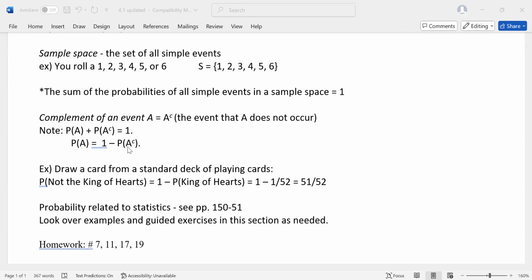And you're going to run into this later to where it's going to be easier to calculate probabilities using complements than it is directly. So for example, you draw a card from a standard deck of playing cards. What's the probability it's not the King of Hearts? That's going to be 1 minus the probability that it is the King of Hearts, or 1 minus 1 over 52, or 51 over 52. So sometimes if you do it directly, the probability not the King of Hearts, that's going to be 51 other things that you have to go through if you're trying to do it directly as opposed to using complements of an event.